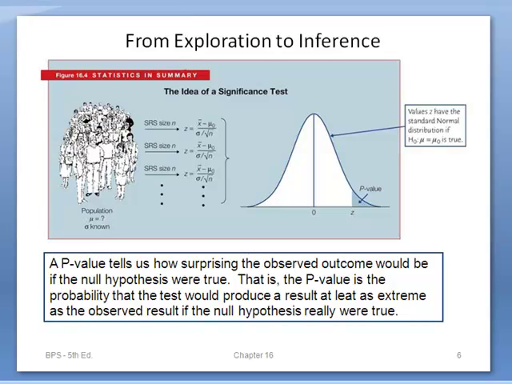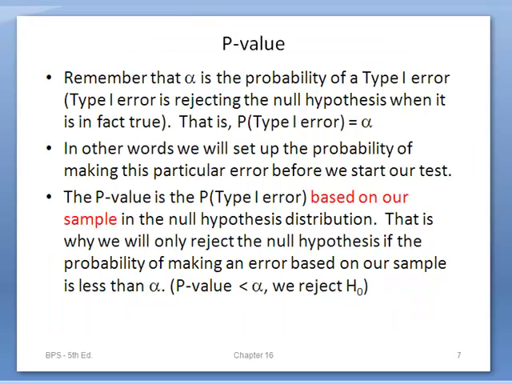But if the p-value is larger, and it would seem that the sample we took, the sample mean, was a value that was somewhat likely to occur, then we'll have insufficient evidence to reject the null hypothesis. Now remember, from Chapter 15 we talked about alpha.